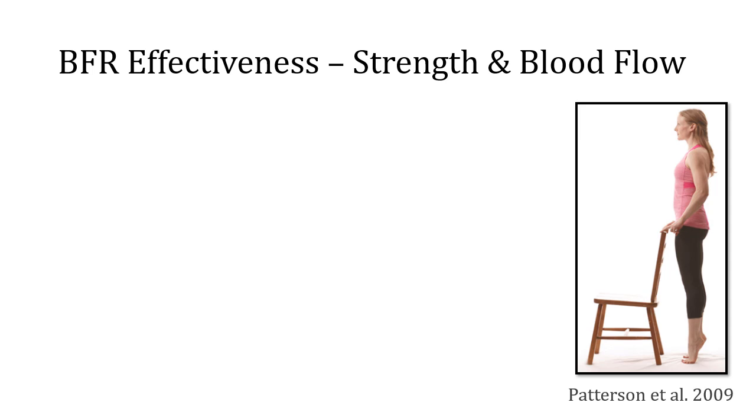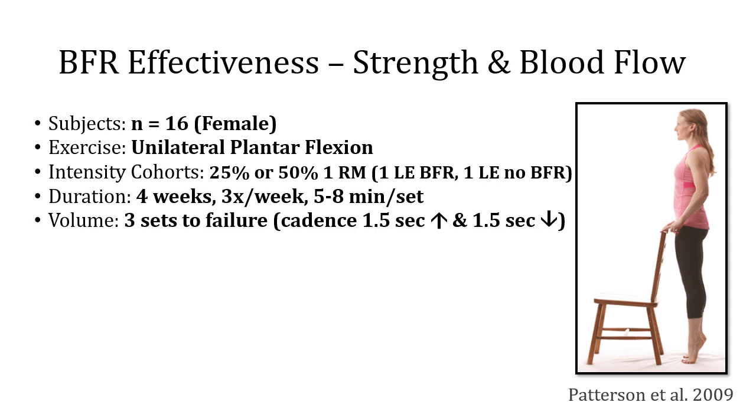So this study here included 16 females. They focused on unilateral plantar flexion, or heel raises. The cohorts that were included were 25% and 50% 1RM. The individual's opposite limbs served as the control. So one of the calves had blood flow restriction while the other calf did not. Both calves went through the same exercise routine, right?